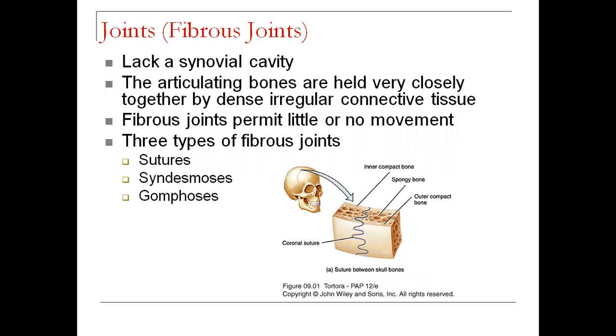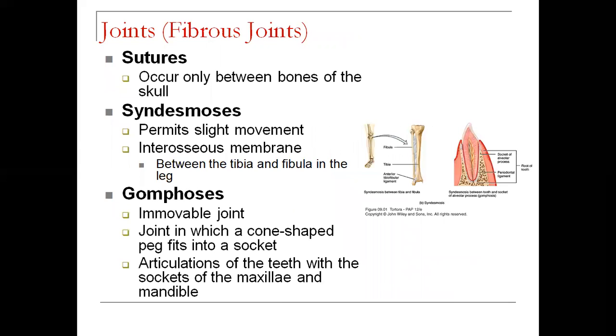The fibrous joints, if we talk about them, they lack a synovial cavity. The articulating bones are held very closely together by dense irregular connective tissue. There is little or no movement. Examples are sutures, syndesmosis, and gomphoses. The sutures are the joints which occur only in the bones of the skull. The syndesmosis permits slight movement and are joined together by interosseous membrane, example tibiofibular joint. The gomphoses are the immovable joints like peg and socket of teeth.